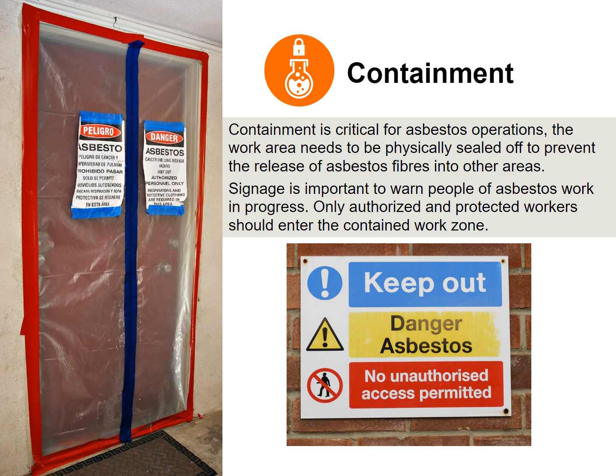Containment is critical for asbestos operations. The work area needs to be physically sealed off to prevent the release of asbestos fibers into other areas. Signage is important to warn people of asbestos work in progress. Only authorized and protected workers should enter the contained work zone.